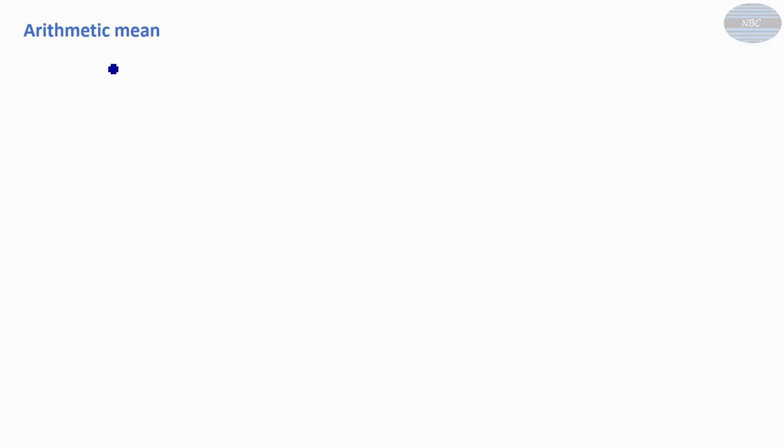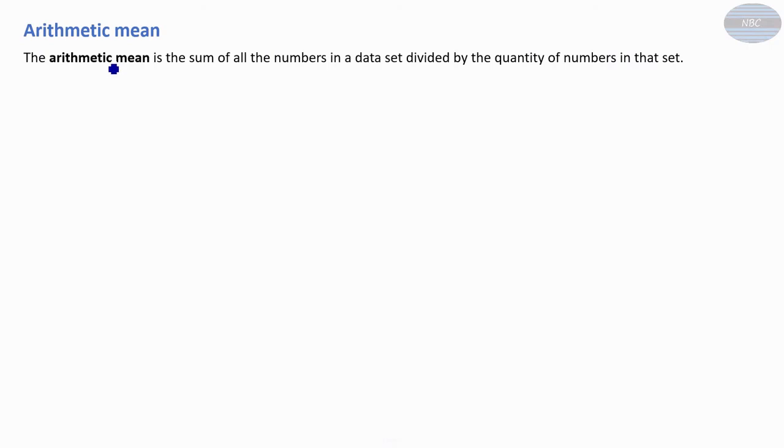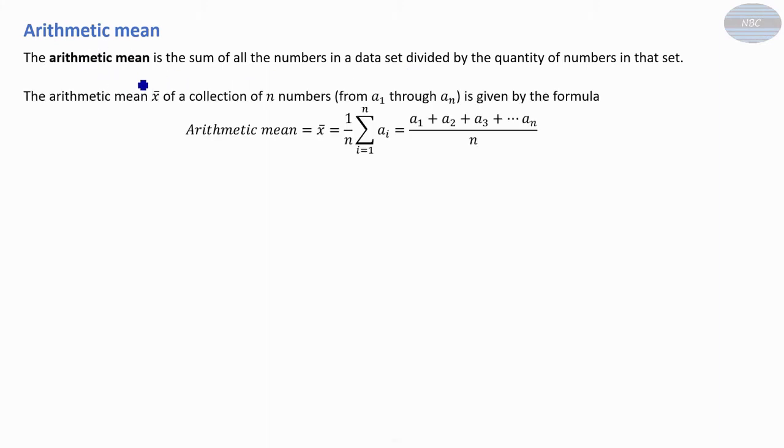In this lecture, we'll study different types of mean, like arithmetic mean, geometric mean and harmonic mean. So first, come to arithmetic mean. The arithmetic mean is the sum of all the numbers in a data set divided by the quantity of numbers in the set. Okay, so it's very simple. Arithmetic mean is also called the average of a set of numbers.